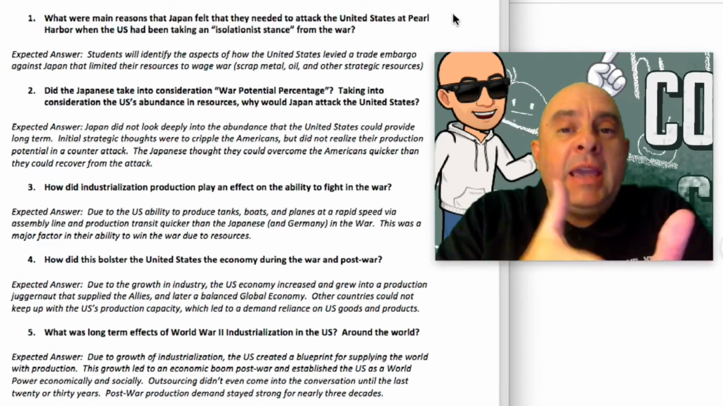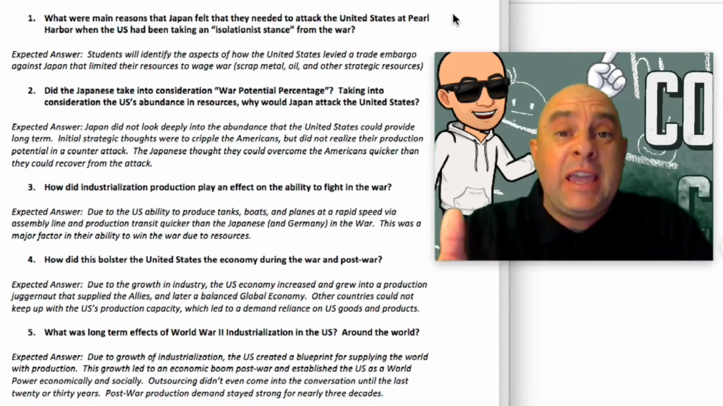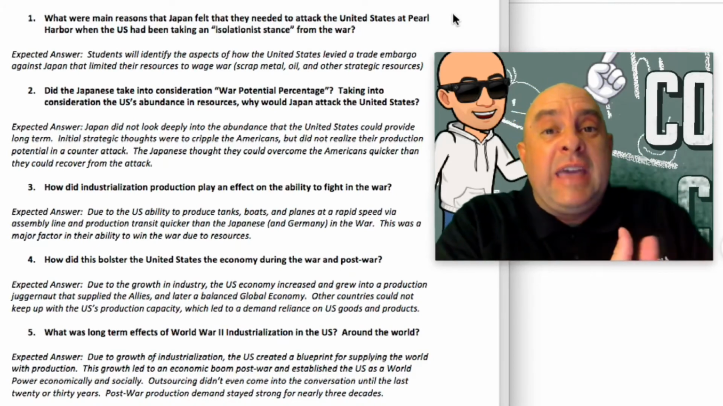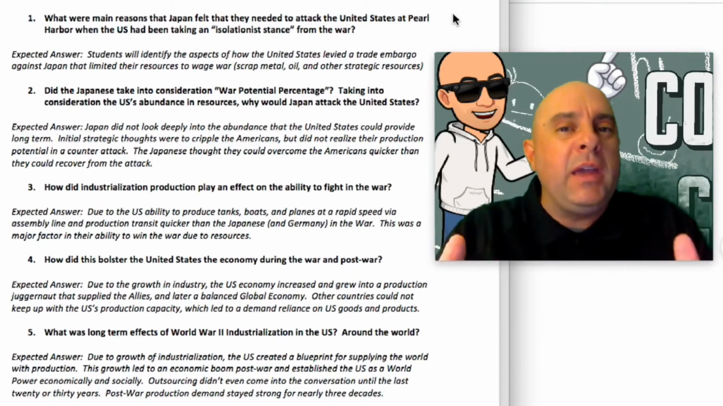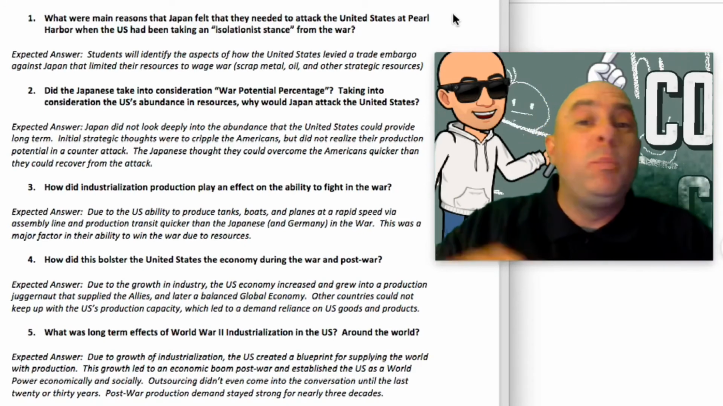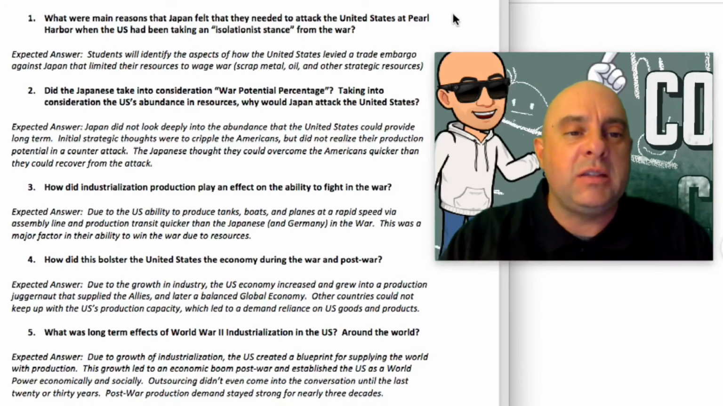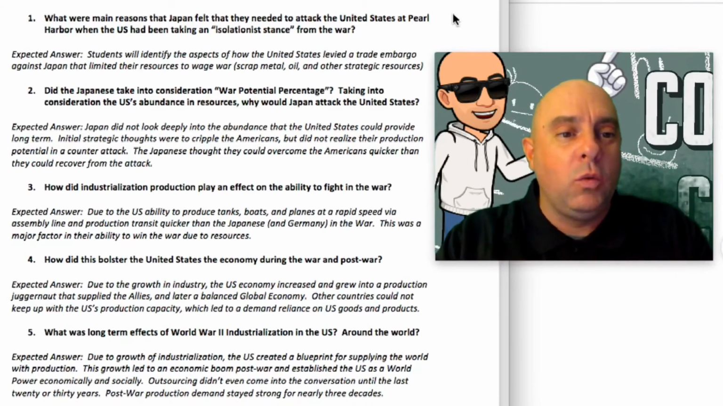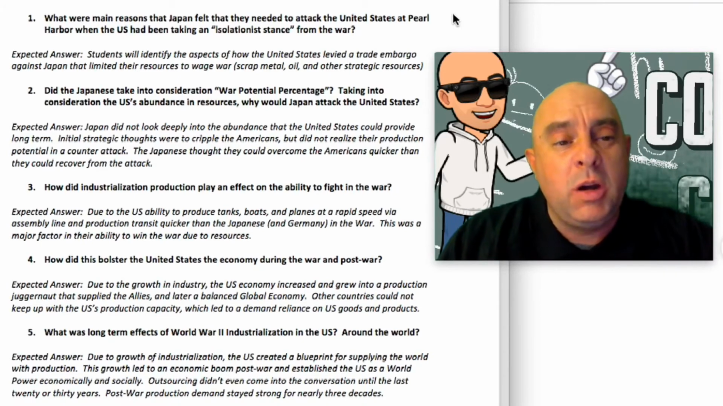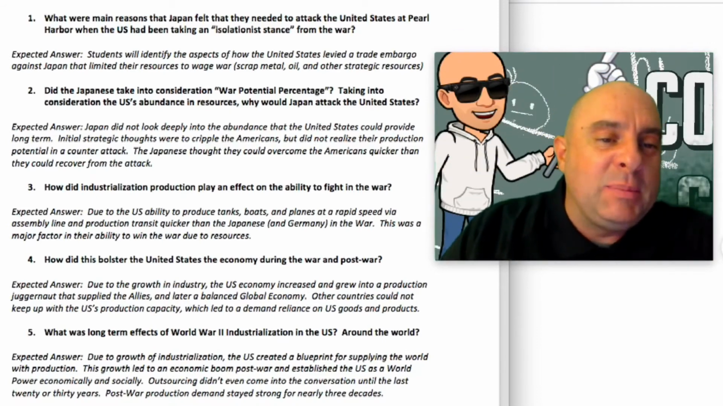So unlike in Japan and on the islands in the Pacific and in Germany and Europe, they're decimating cities and towns and landscape and buildings and places in Europe specifically, places in the Pacific that are war production factories. They're destroyed. So that took away a little bit of ability for Japan and Germany to produce. But for the United States, we're building factories. So we're building factories to build things, and it's kind of untouched. And that's, I think, the little secret sauce that would really help the Allied forces win the war. In World War II, how did the war bolster the United States economy during the war and post-war? Due to growth in industry, the U.S. economy increased and grew into a production juggernaut that supplied the Allies.